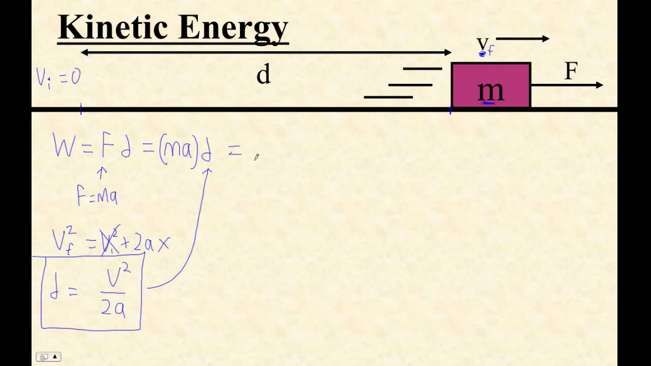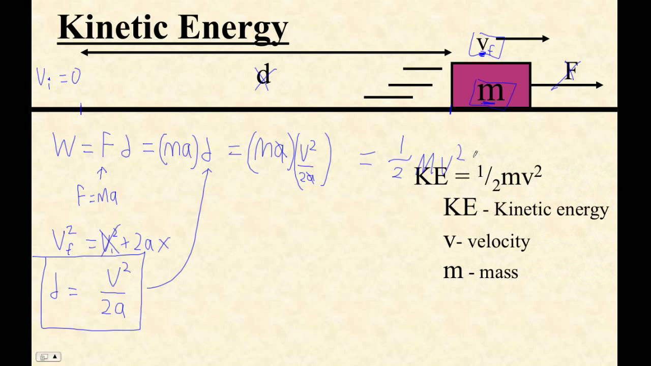So that is m times a times v squared over 2a. And this is very cool, because the a cancels out as well. It turns out it doesn't matter the distance or the force. These don't matter individually; it's the combination of them that matters. Really, all that matters is whatever that velocity is and whatever that mass is, because you end up with a formula that's 1/2 mv squared.